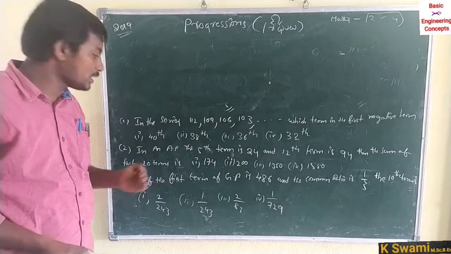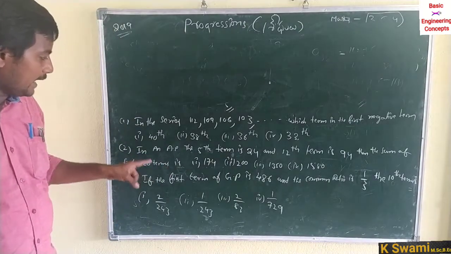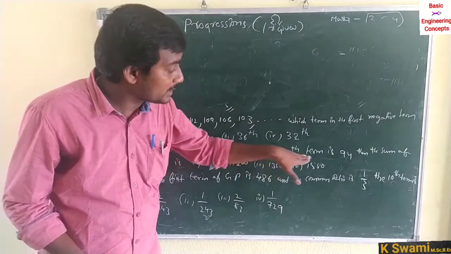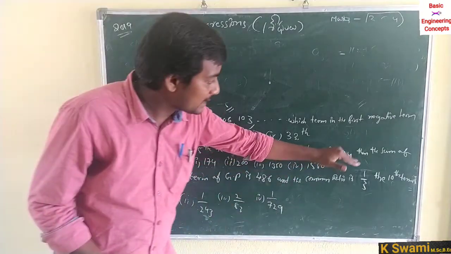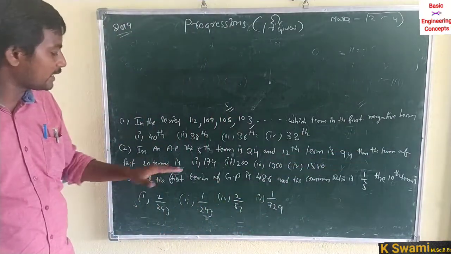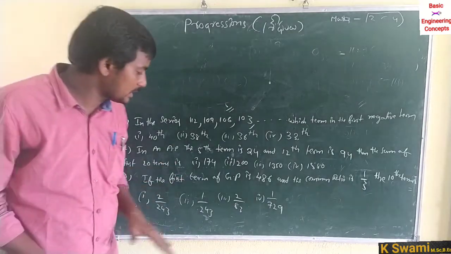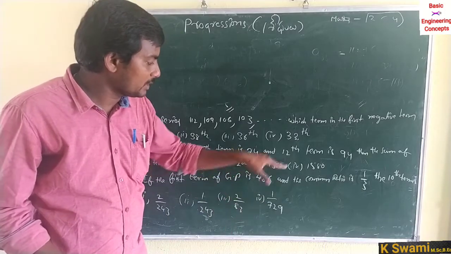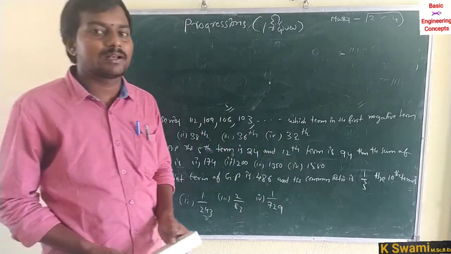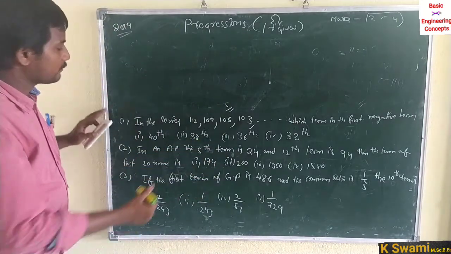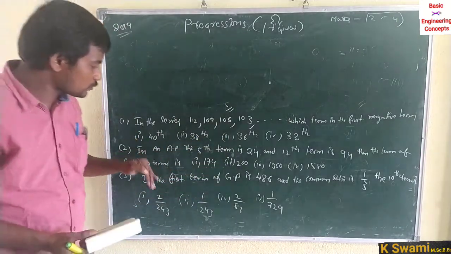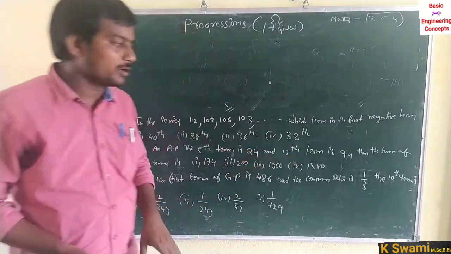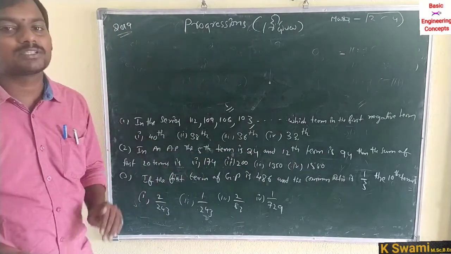In an AP the 5th term is 24 and the 12th term is 94. Then the sum of first 20 terms is: the first option is 174, the second option is 200, the third option is 1350, the fourth option is 1580.